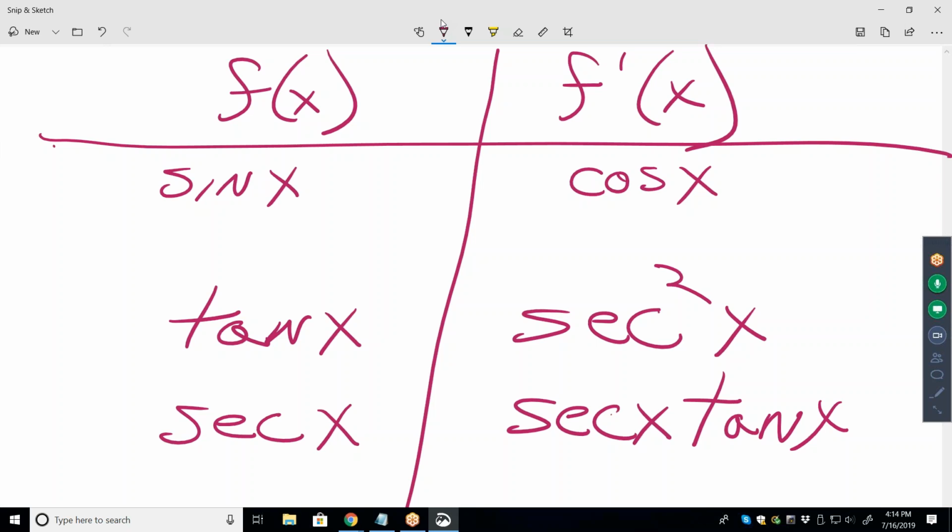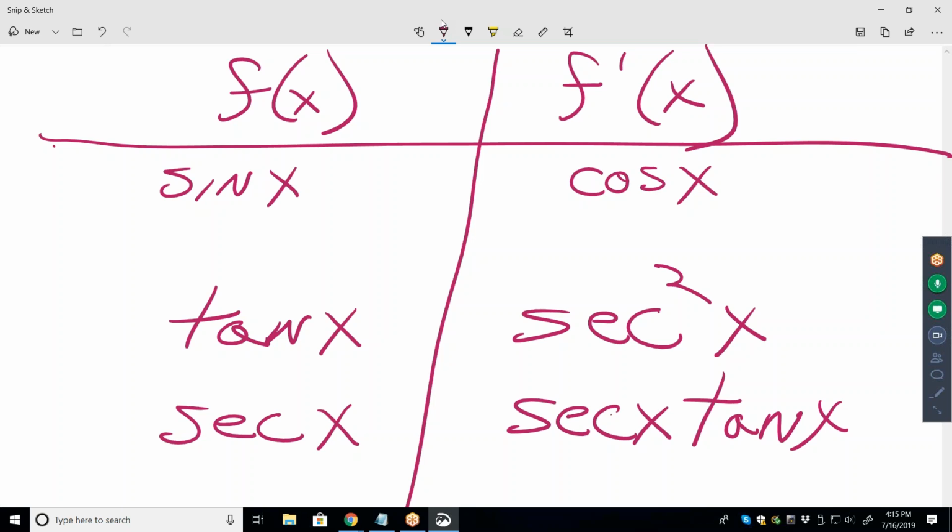You familiar with what a cofunction means? What's the cofunction of sine? Stick a co in front of it. Cosine. What's the cofunction of cosine? Take the co away. Sine. What's the cofunction of tangent? Don't get these confused with reciprocal.